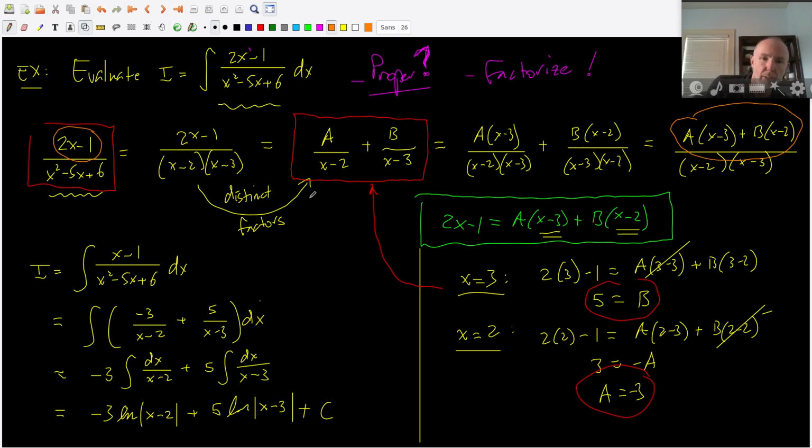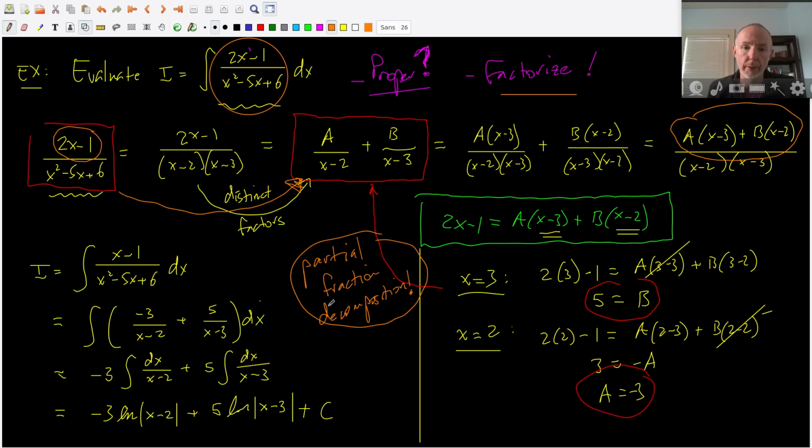So, the actual integration for these problems is really straightforward. The key is to look at this thing, and as long as it's a proper fraction, a proper rational function, then we can factorize and then do this process, which is called partial fraction decomposition, where we take a rational function and turn it into a bunch of fractions, because we can integrate those fractions. So let's have a look at how these rules come together.